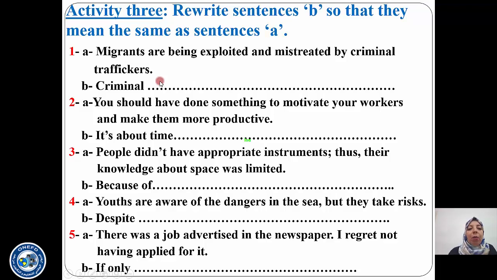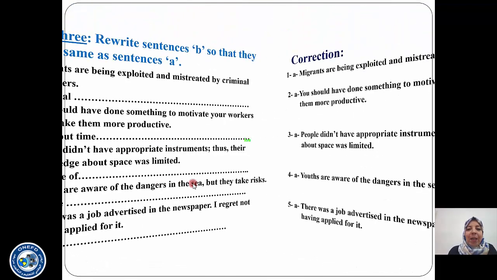All right? So, for example, migrants are being exploited and mistreated by criminal traffickers. When you are asked to start the sentence with criminal, here, by criminal traffickers is used in the previous sentence as an agent, okay? Because it is a passive sentence. So the agent here becomes the subject of sentence B. So you are asked to turn it into an active form, okay? So pay attention also to other details to have a correct answer. So let's correct.